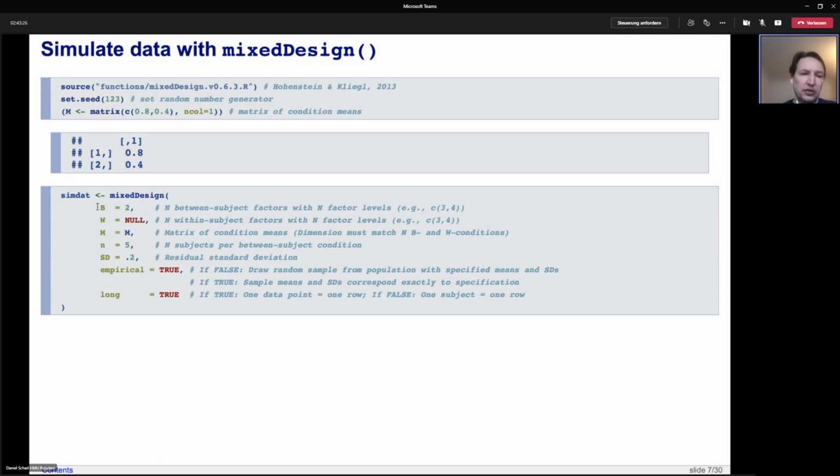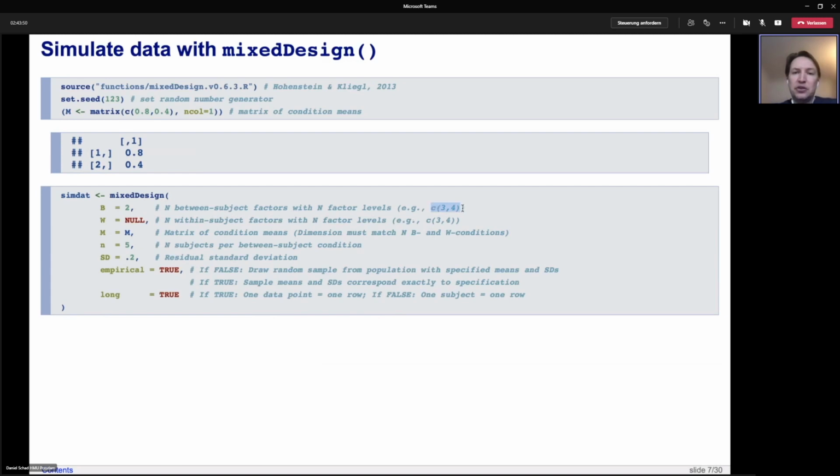What are the functions that you can use? What are the arguments that you can specify in this mixed design matrix? The first argument is called B, and that's the number of between subject factors with n factor levels. So here we just have one factor, so we just have one number, and it has two factor levels, so the number is 2.